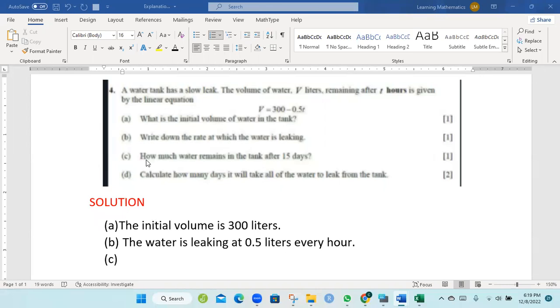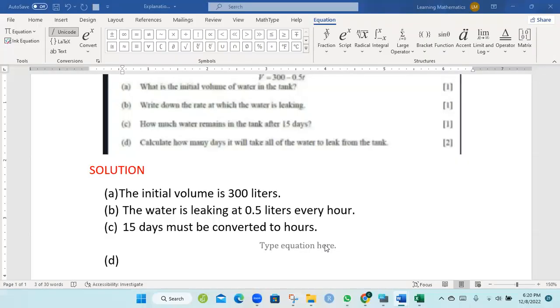Part C is asking, how much water remains in the tank after 15 days? So 15 days now, we have to translate days to hours because T is expressed in hours, and then we can substitute into the place of T. So we must convert 15 days to hours. So we are going to convert days to hours.